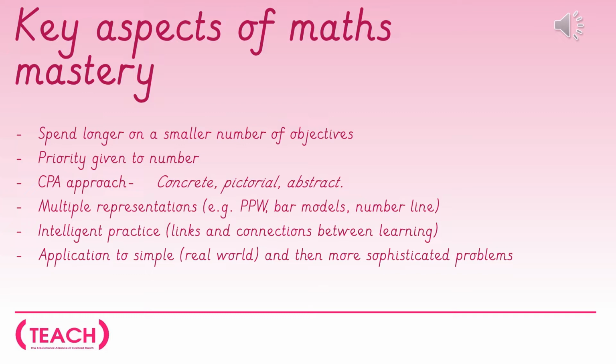We show the children a wide range of representations for different things. So we might use object pictures, but also part whole models, bar models, number lines, blank number lines. We do intelligent practice, so that's working out the links and connections between different numbers. So if you know that 5 add 6 makes 11, then you would know that 6 and 5 makes 11, because they're commutative, you can switch the numbers around and still get the same answer. And we do lots and lots of problem solving so they can apply all the methods that we are teaching.